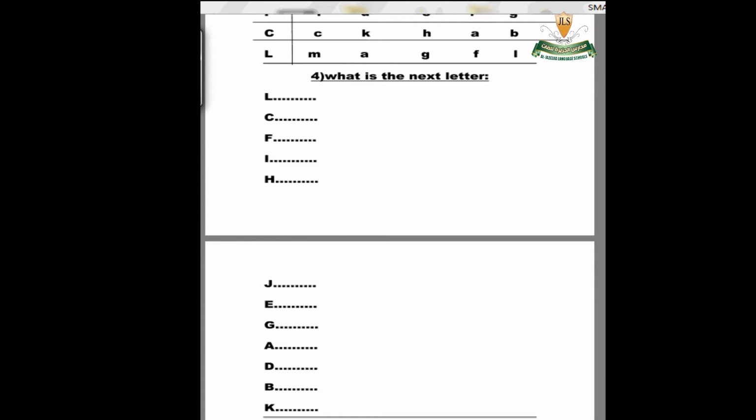Today, please open the revision sheet in English. Question number 4. What is the next letter? Letter L. What's the next letter after L? M. Please write letter M.